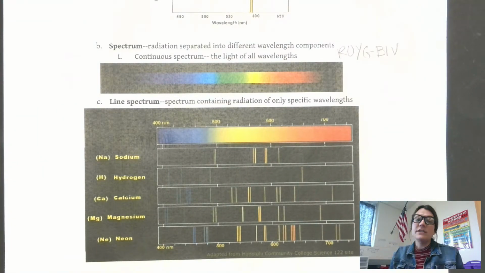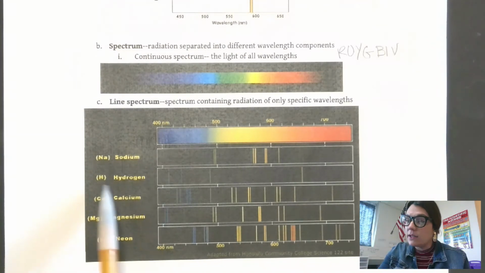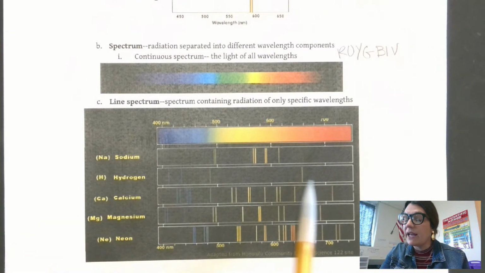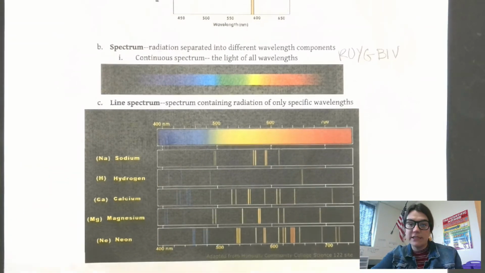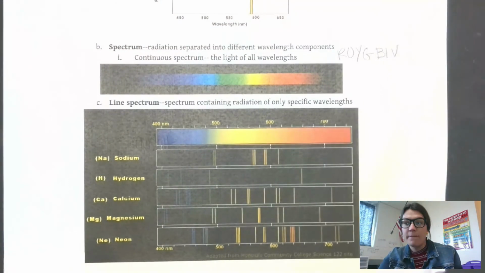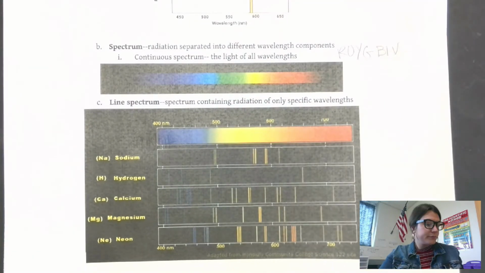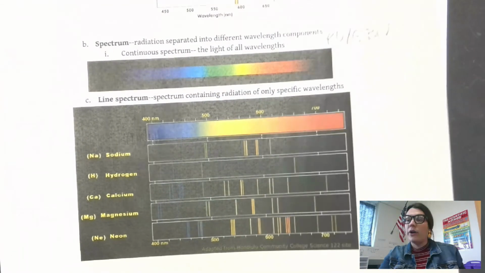This is one way that we were able to identify that stars are made out of hydrogen and helium. Because when we look through a telescope at stars, we see the certain wavelengths being given off by those stars. Okay, so that's one way that scientists were able to identify what stars were made of. Okay, which leads us to the next idea, which is Bohr's model.